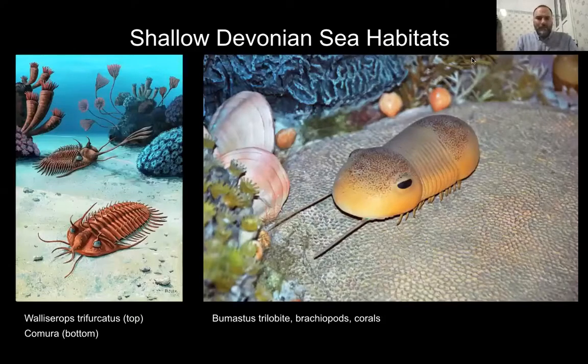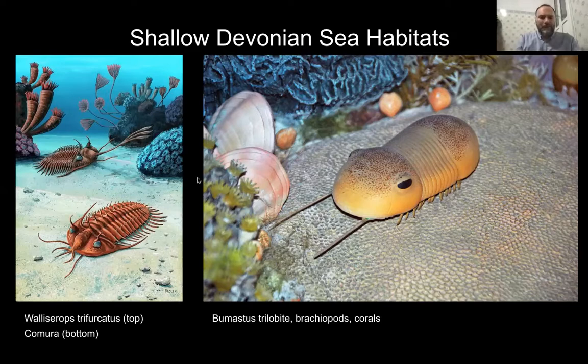And a couple more vignettes here. On the left, here's a photo of a, sorry, I have some technical issues here, hang on a minute. Okay, a Wallyserops trifurcatus, basically a fork trilobite. It's got this kind of fork coming off of its head. And then this one down here is a Chimera that has spines off of the eyes and off the body.